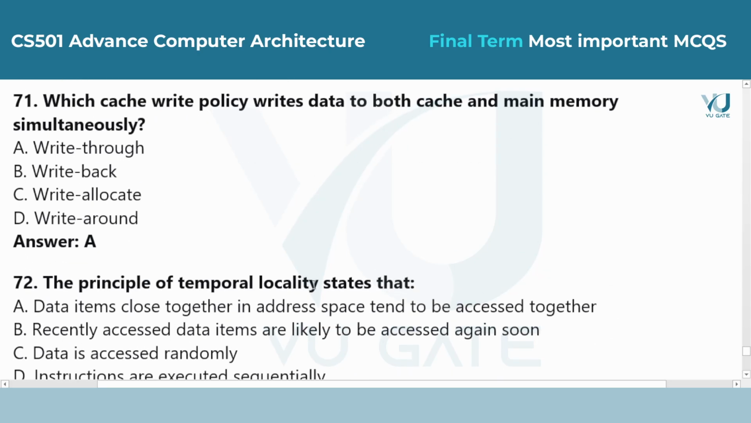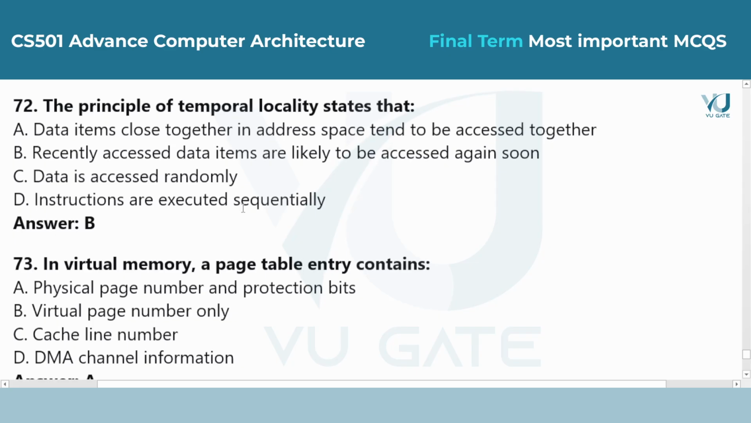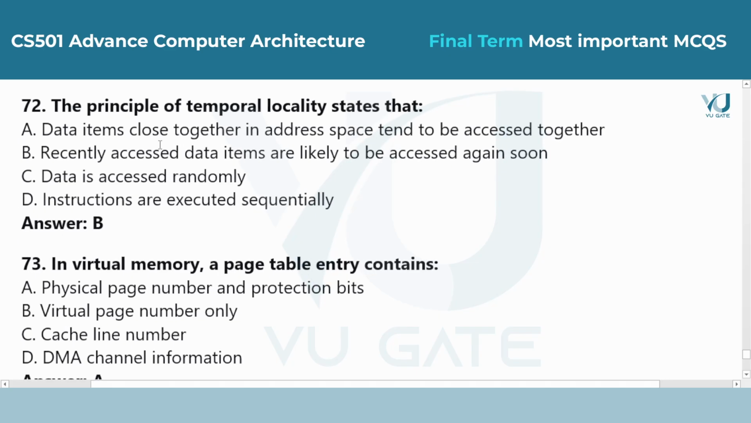71. Question: which cache write policy writes data to both cache and main memory simultaneously? Answer: A. Write-through. Concept: this ensures that main memory always has a fresh copy, though it makes the write process slightly slower.